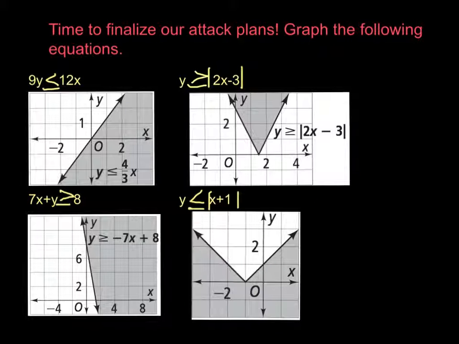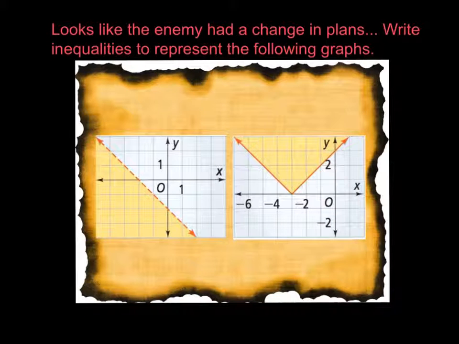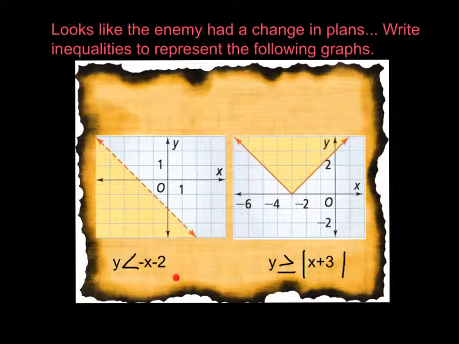Below are the solutions to the problems. It looks like the enemy had a change in plans. Write inequalities to represent the following graphs. The solution to the first problem is y < -x - 2, and the second problem is y ≥ |x| + 3.